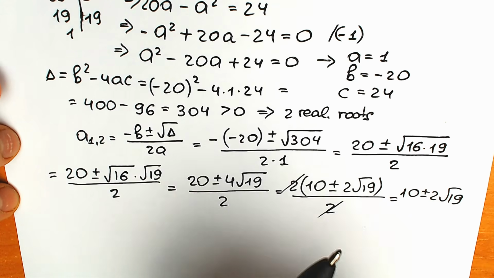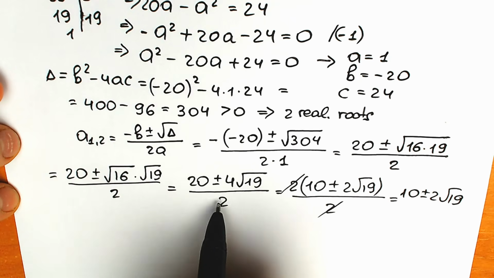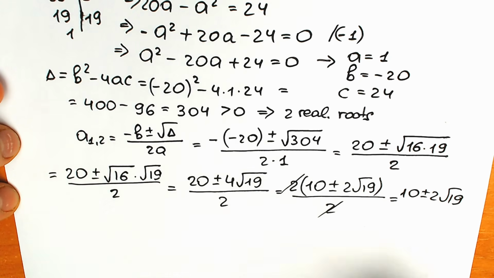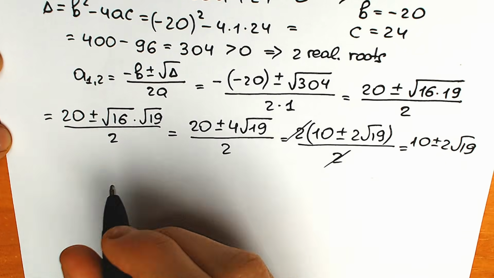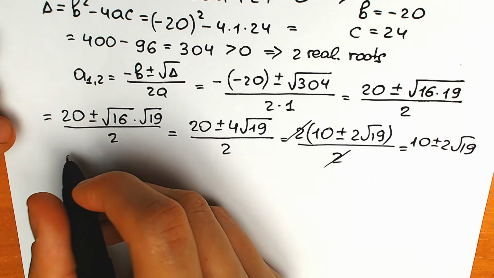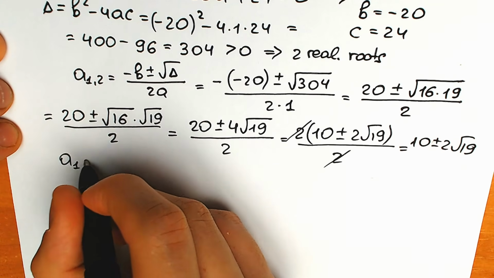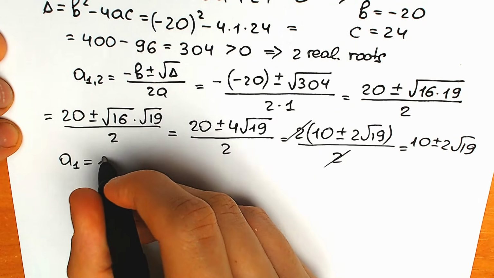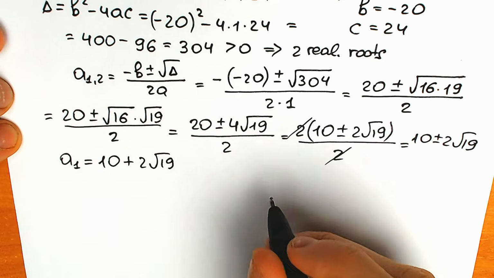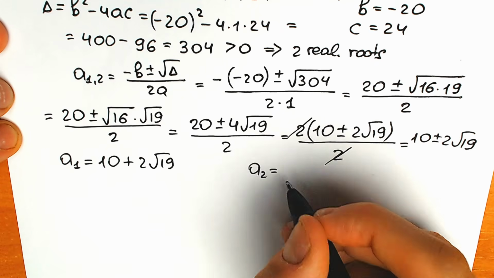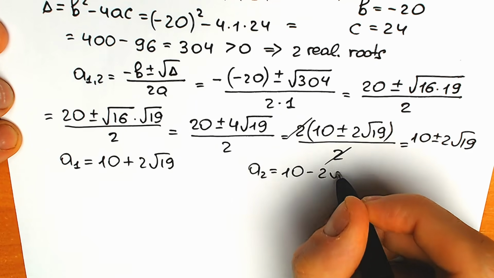As a result, we have 10 plus minus 2 square root of 19. This is our answer. Of course, there is another method. We're going to divide 20 by 2 and this expression by 2. We will have absolutely the same thing. Okay, so we have plus minus, and as a result, we can consider it as 2 branches. So first branch, a first, with the positive sign, equals 10 plus 2 square root of 19, and another branch, a second, equals 10 minus 2 square root of 19.